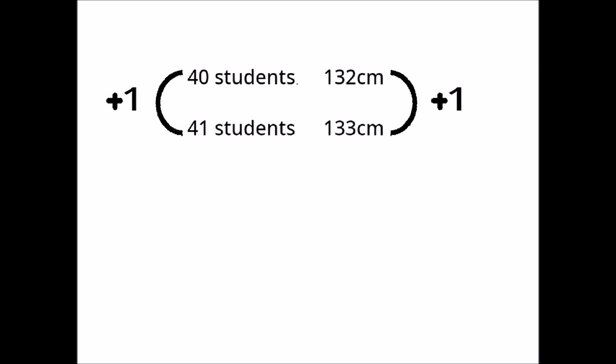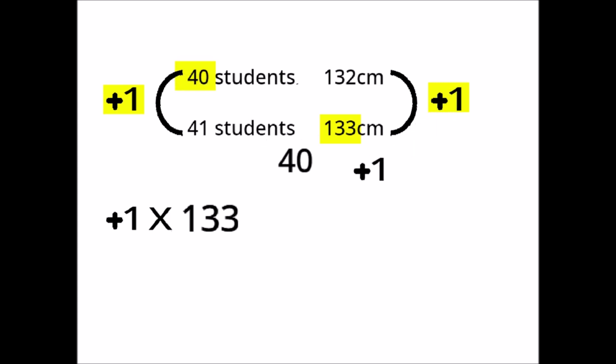Take the left side difference of plus 1 and multiply by the new average 133. Take the right side difference of plus 1 and multiply by the old number of students 40. We add them together and arrive at the answer 173.